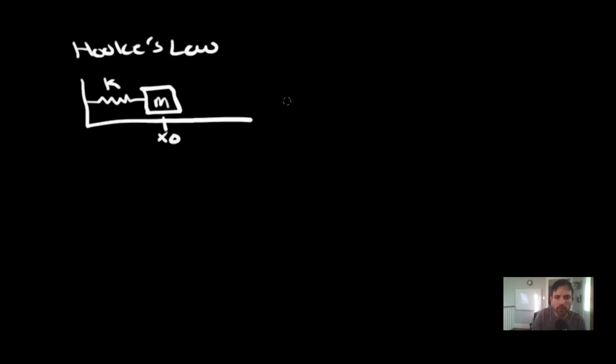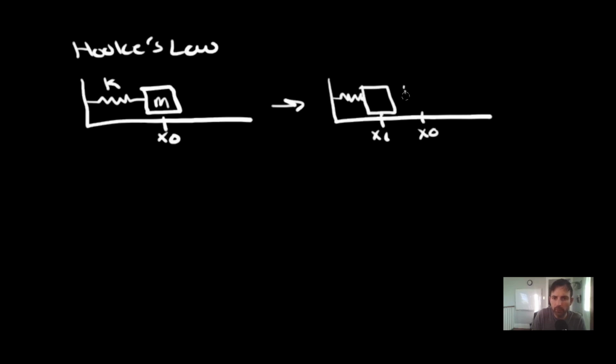x0. Now, afterwards, what we do is we compress that spring to x1. And this is where we were, right? So we were here. Same block, same spring constant. What is a spring constant?